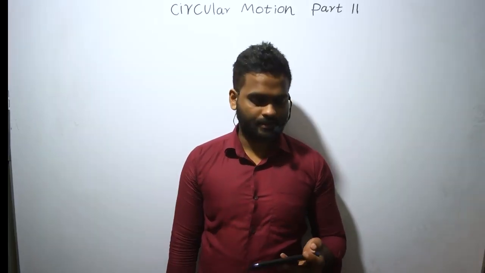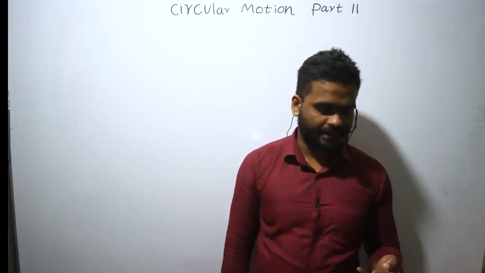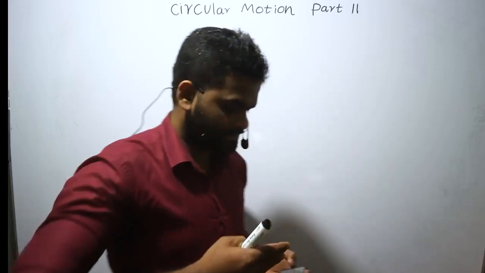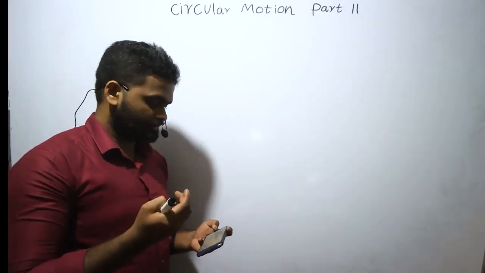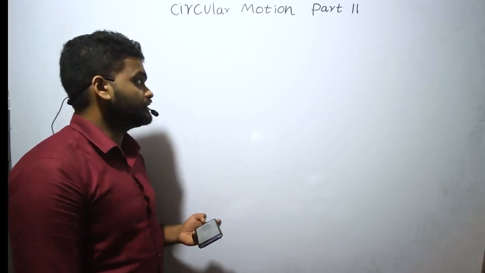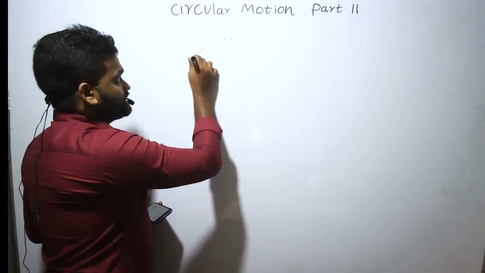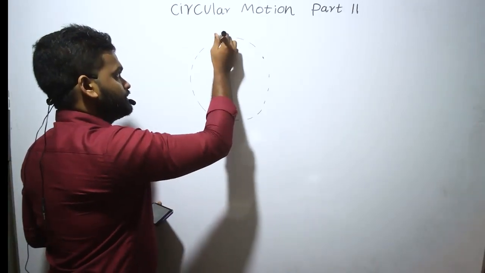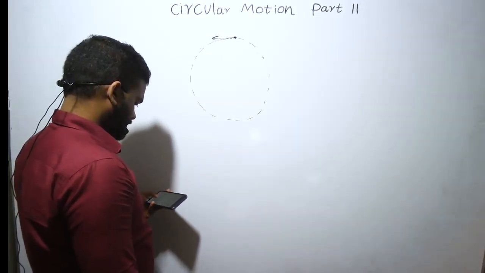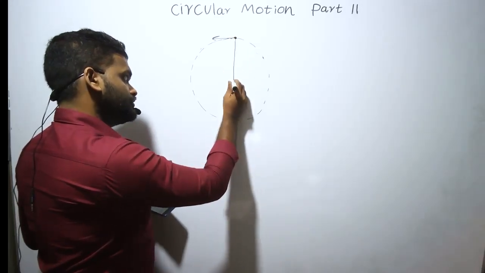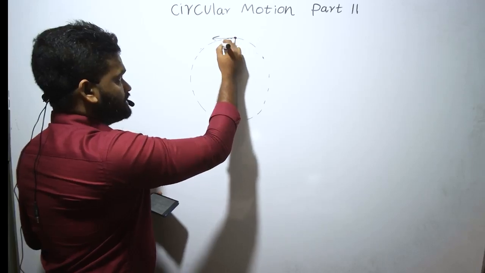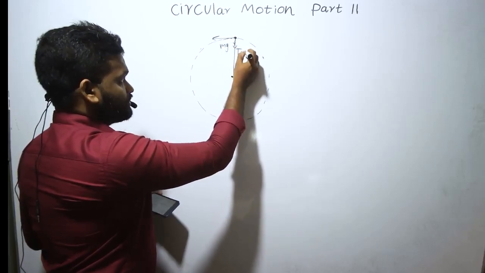11th question. A particle attached to a string with length r moves in a vertical circle. If the tension of the string just becomes zero at the top of the circular path, find the speed of the particle when the string is horizontal. Okay, so this is a vertical circle, and at the top, you know that it is attached to the string. So the forces are mg and the tension.